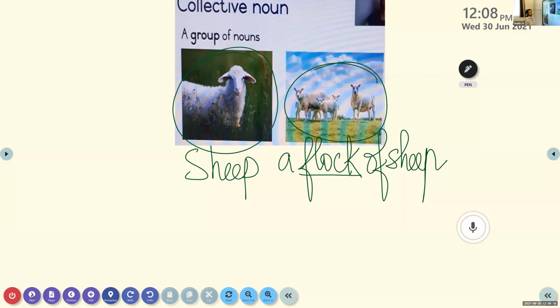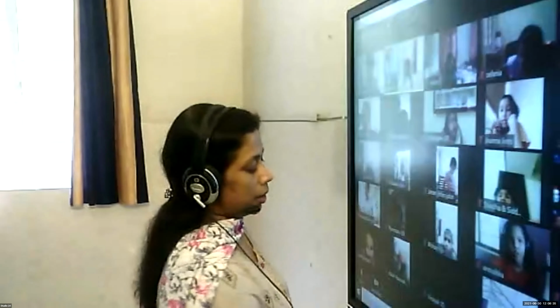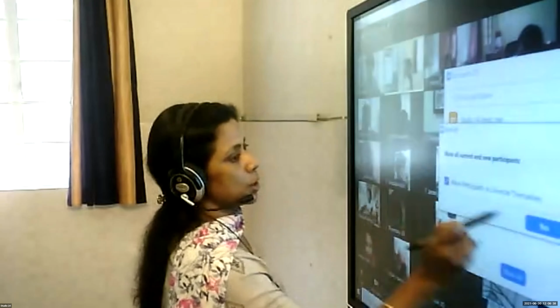Next one, we saw a group of fish. What do we say for a group of fish? A shoal of fish. What do we say, children? A shoal of fish. All of you open your mouth and say, it is shoal of fish. Clear to all of you? We are moving slowly only. We will learn and then move on to the next one. So what do we call a group? I want everyone to open your mouth. Yes, very good. Shoal of fish. Now let's move on to the next one.